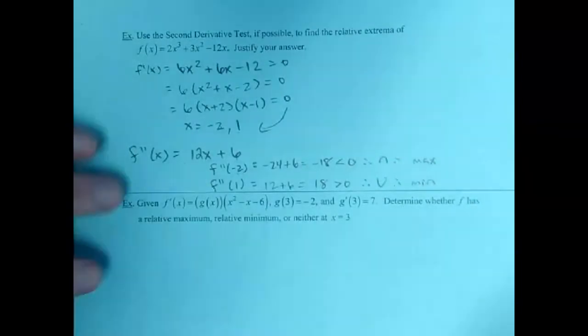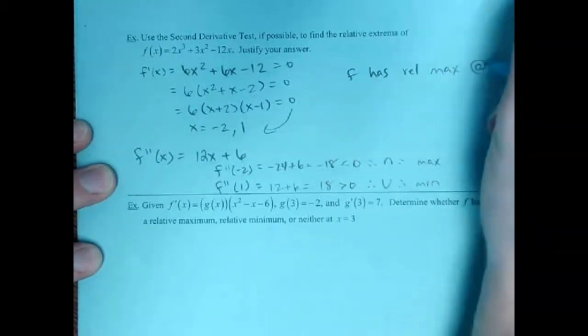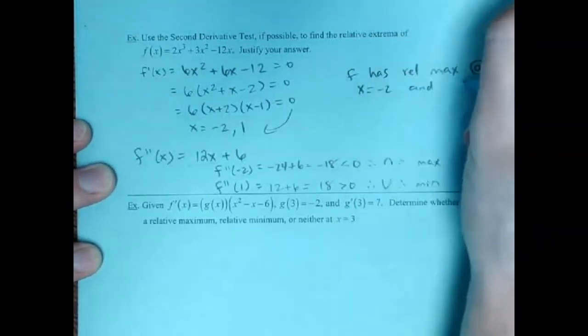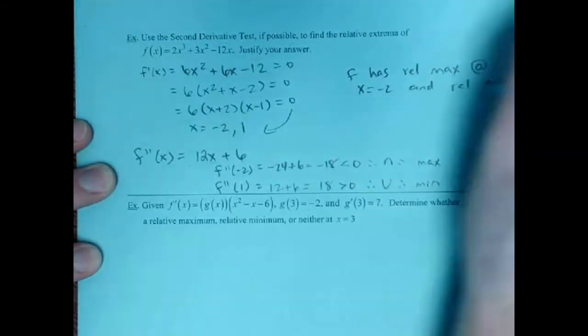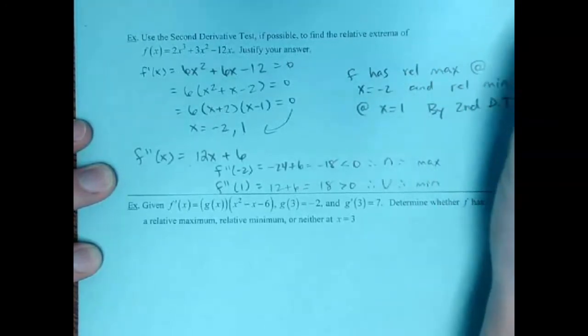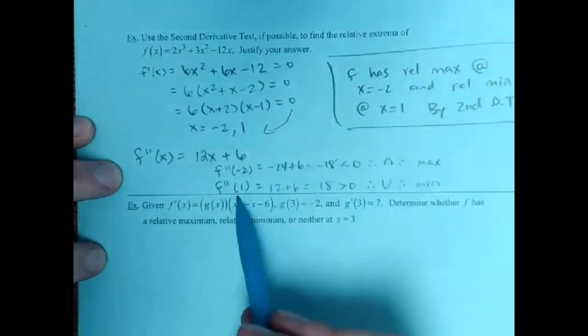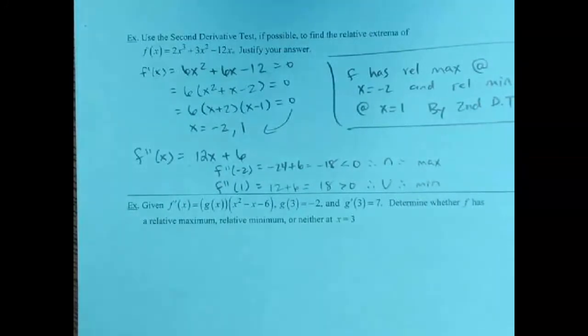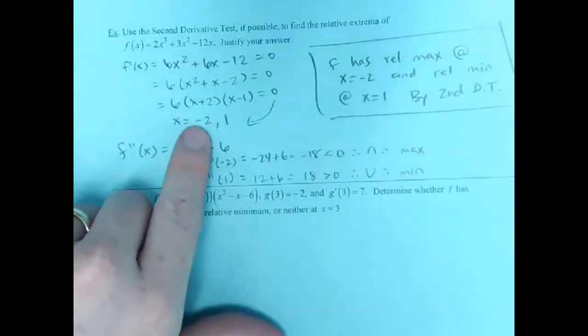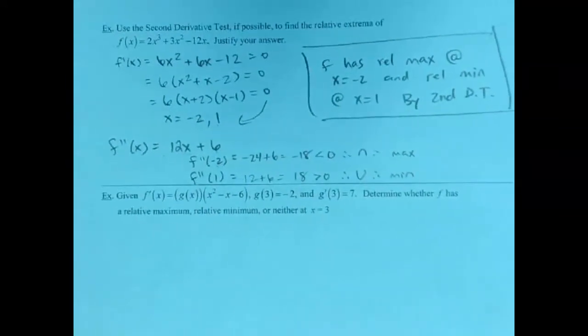Okay, so here we go. Let's write the answers. f has a relative max at x equals negative 2 and a relative minimum at x equals 1 by second derivative test. And then all of this work, specifically this chain of logic, that's your justification. So that one was a little bit different because it didn't hand me the critical point, the test value, for free. You had to find it, but that's okay. All right, these next 2 are harder, so let's just try our best.